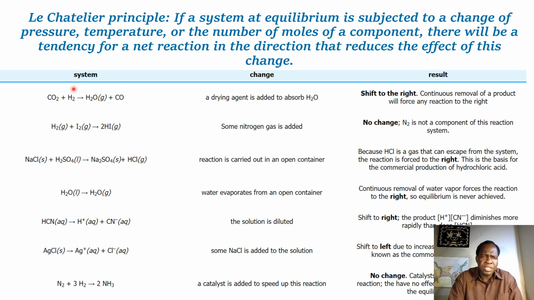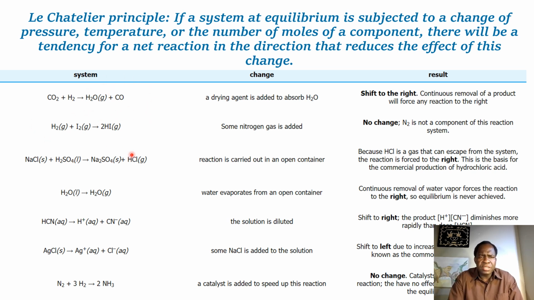So this is the reaction. The reaction will shift to the right. The reaction will shift toward the formation of the product. That's what this means. Okay, so if you continue to remove the water with a drying agent, the concentration of water is decreasing, the reaction will keep proceeding toward the formation of the product.